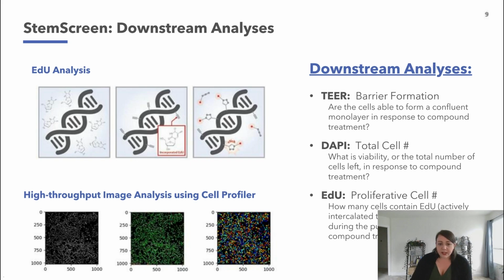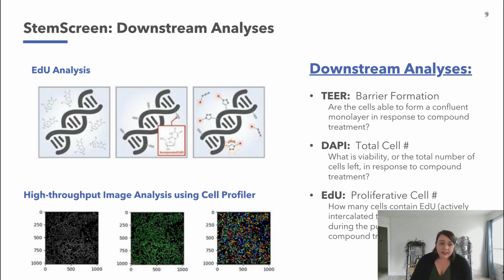And intercalation to quantify proliferative cell number. And here we can answer the question of how many cells contain EDU, or did they actively uptake that EDU, or were they born during the time they were given EDU in response to cytokine or compound treatment?